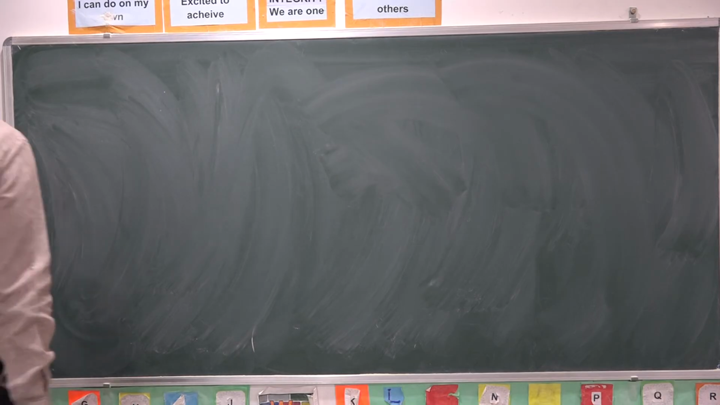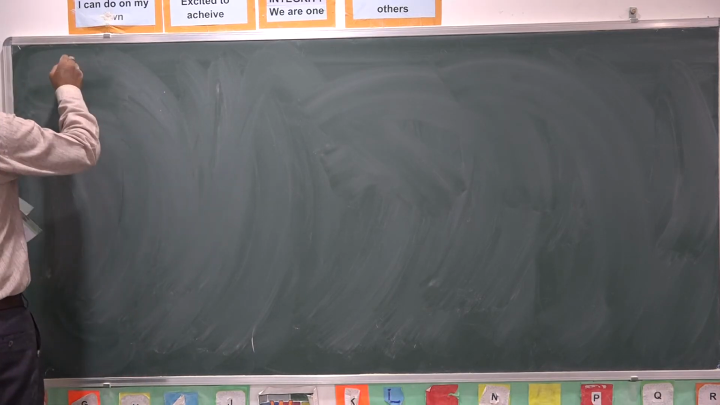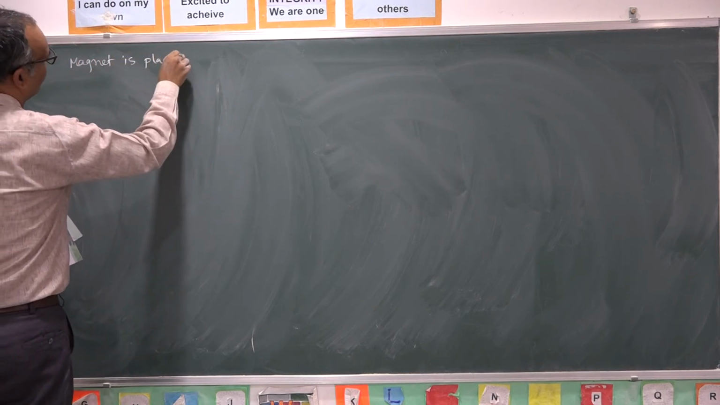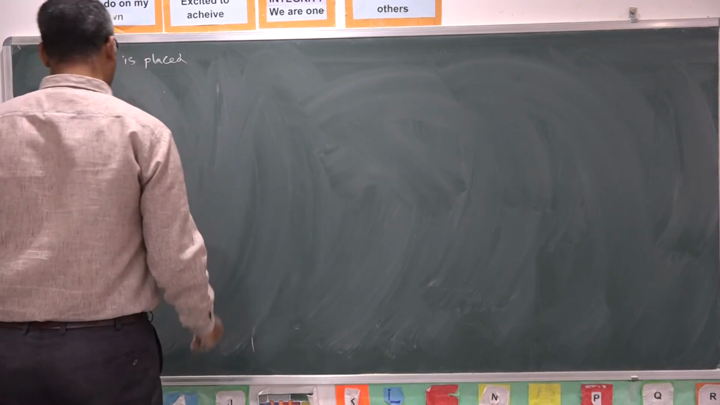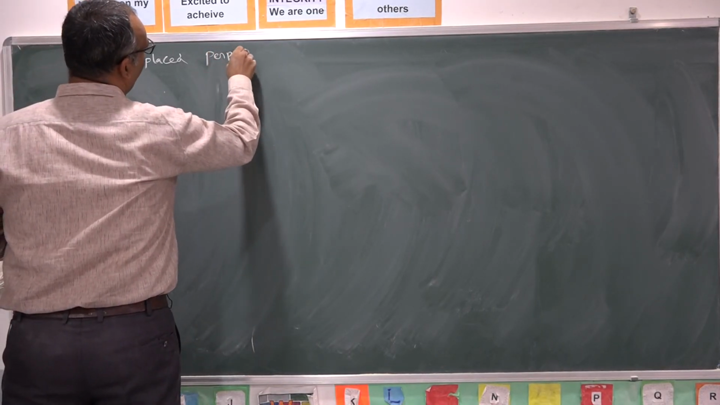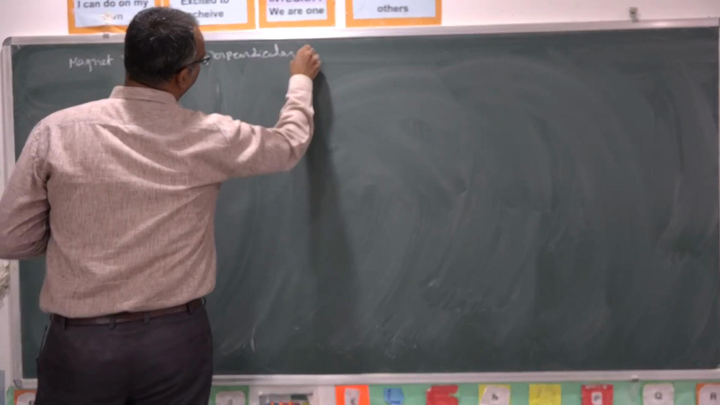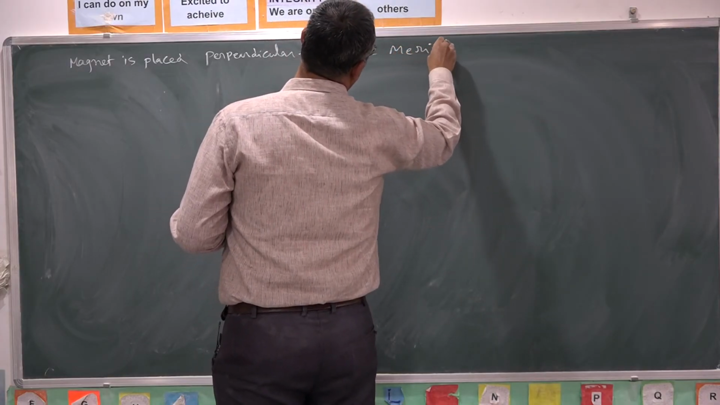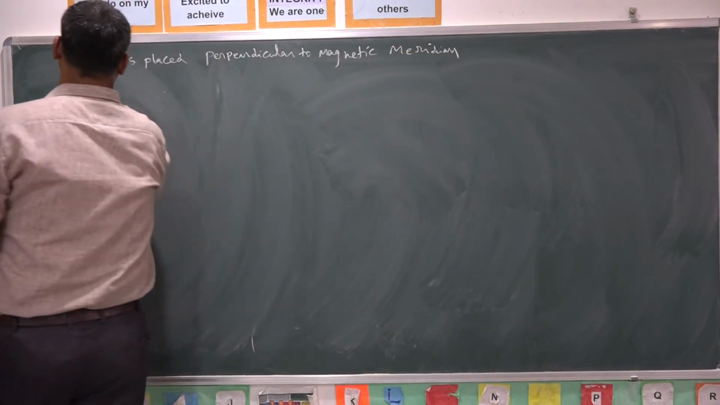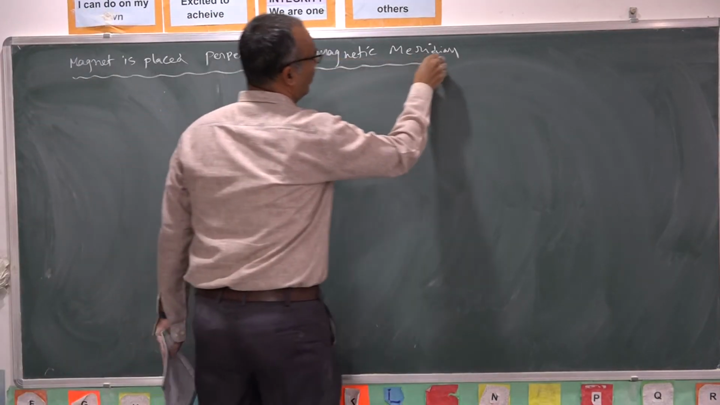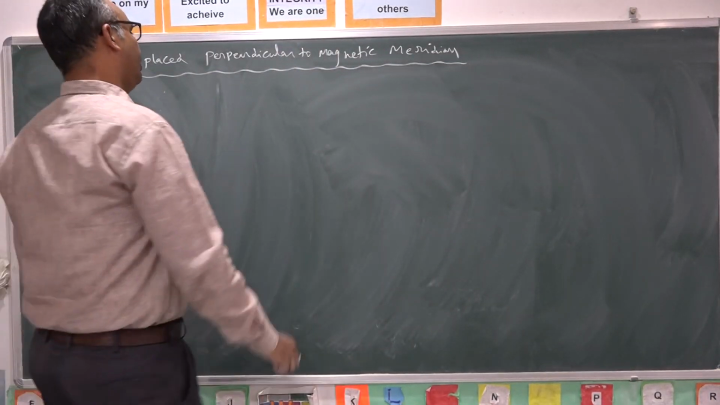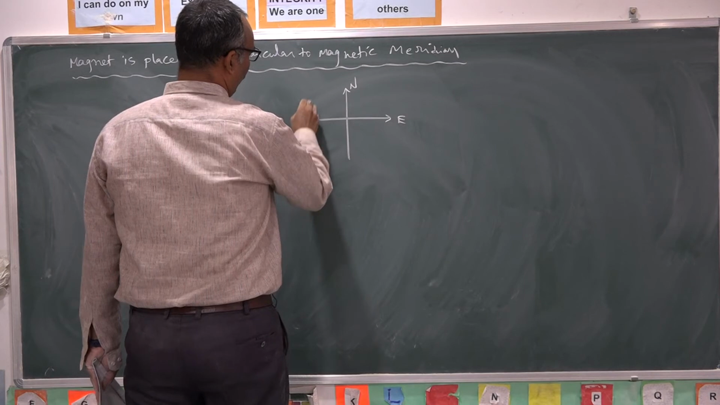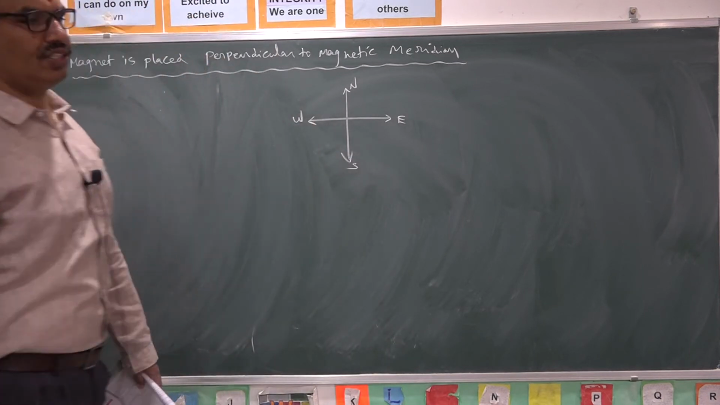One more case we will discuss here. Magnet is placed perpendicular to magnetic meridian. You know that this is north pole, east, west and south. These are the geographic directions.